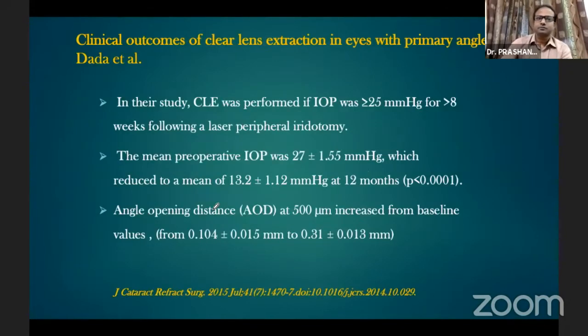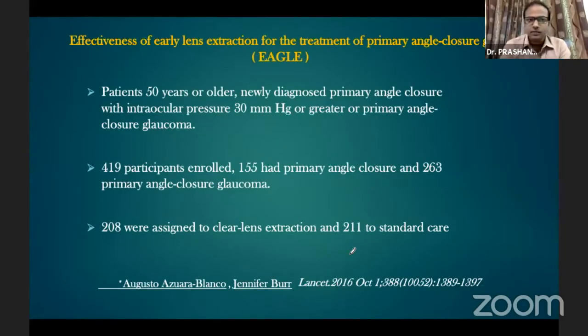in such patients. This is an Indian study by Tanuj Dada et al. They performed the conventional iridotomy, and when the IOP was not controlled after 8 weeks, they performed clear lens extraction when the IOP was more than 25 millimeter of mercury after doing a YAG PI. They found that the IOP dropped from a mean of 27 millimeter of mercury to 13 millimeter of mercury, and other parameters like angle opening distance also hugely increased, from 0.102 to 0.31. So it almost tripled. So there is a wide opening angle after the clear lens extraction.